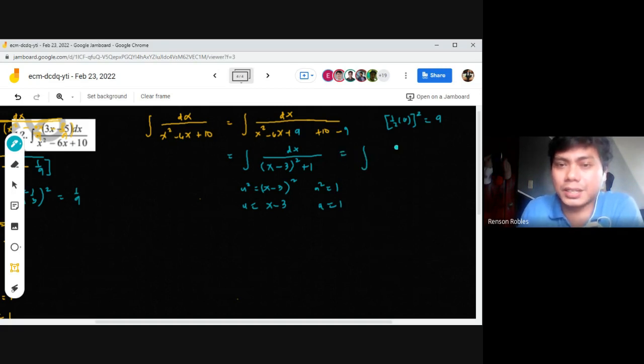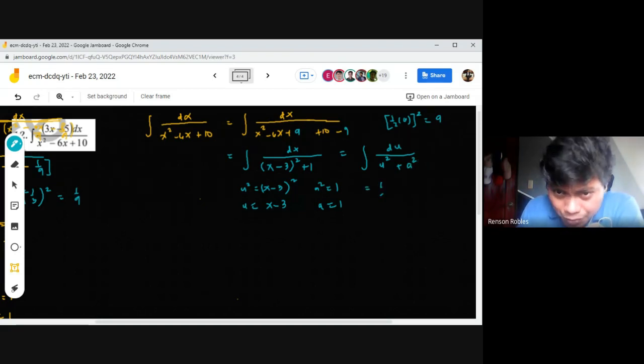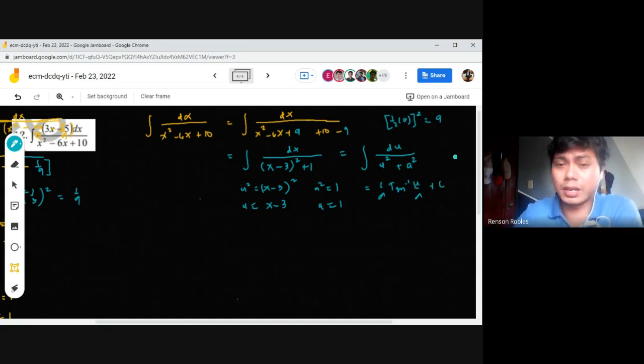So what is the form? Integral of dx, that will be your du, over x minus 3 squared, your u squared, plus 1 squared, a squared. So that's 1 over a arctangent u over a plus c. Right? So you'll have 1 over 1 arctangent of x minus 3 over a plus c, or arctangent of x minus 3 plus c.